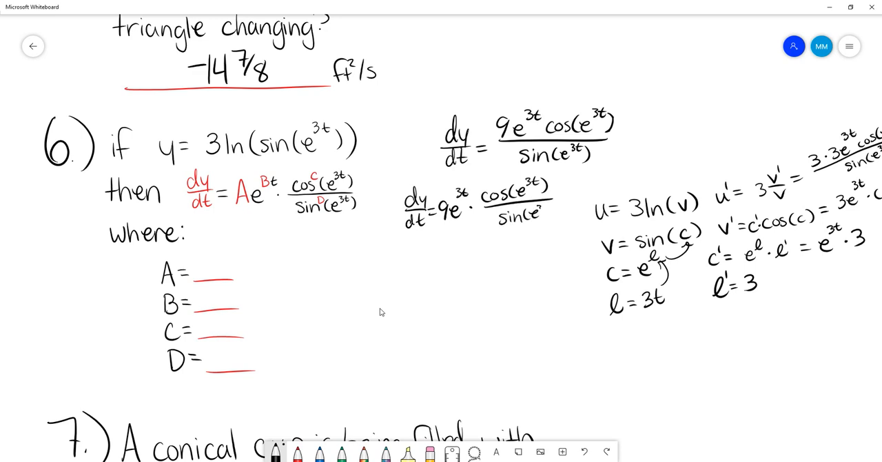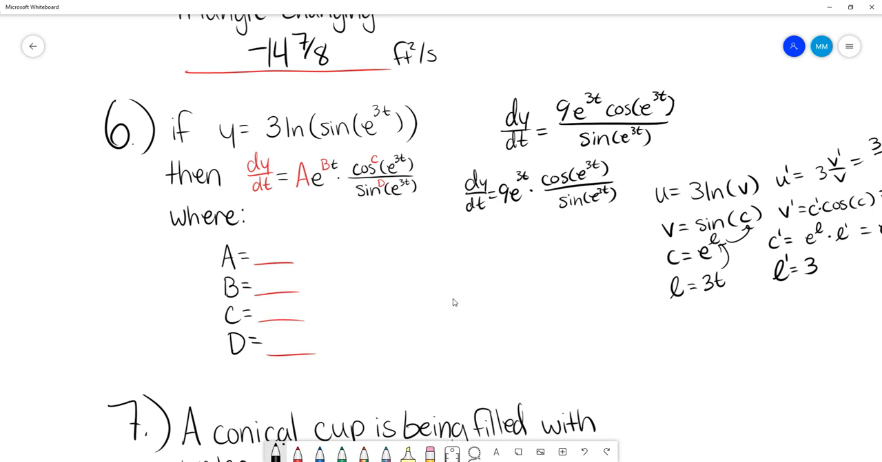And while it's not relevant to this per se, it's worth noting that this right here is cotangent of e^(3t), because cosine over sine. But that's not something we need to worry about right now. So I see my coefficient is 9, and I've got e to the power of 3t times cosine of e^(3t) over sine of e^(3t).